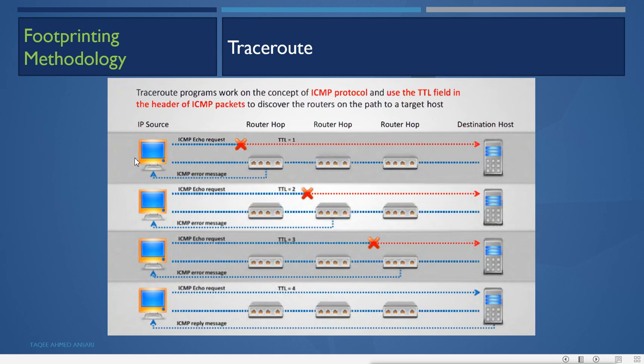Like suppose this machine sends a packet with time to live 10. When it reaches the first router, the router will subtract 1 from it, and it will become 9. Then when it goes to the second router, the second hop, that router will remove 1 from it, so 9 will become 8. Then it will reach the third one, which will remove 1 from it, and so on, until it reaches the destination. Basically, whenever it reaches any router, the router will reduce 1 from it.